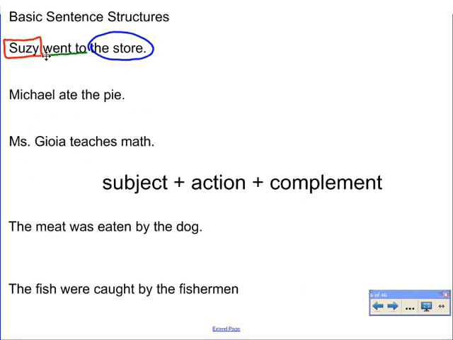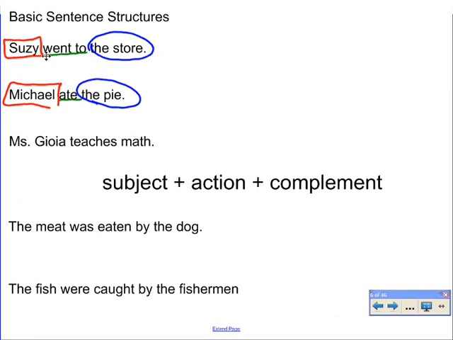If we look at the second sentence where it says Michael ate the pie, the action was the action of eating, so ate is the action. The person who did the eating was Michael, so Michael is the subject. And what did Michael eat? Well, Michael ate the pie. So again, you can see that this simple sentence is in the subject, action, complement form.